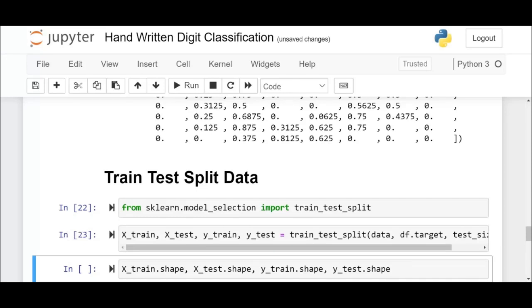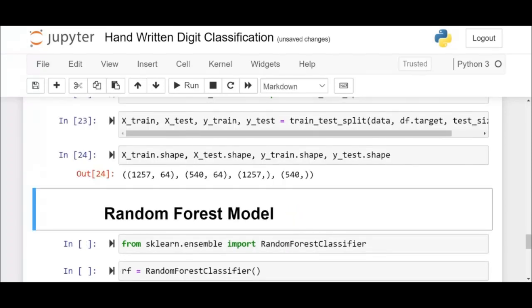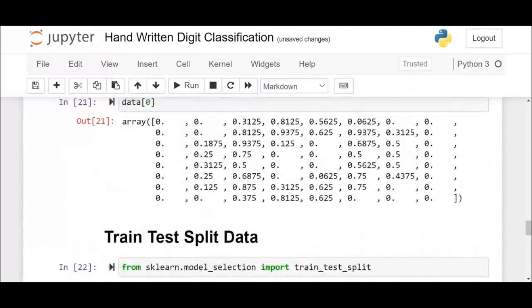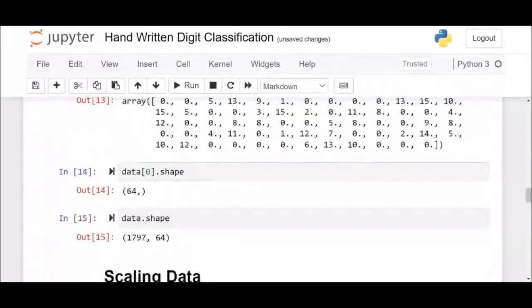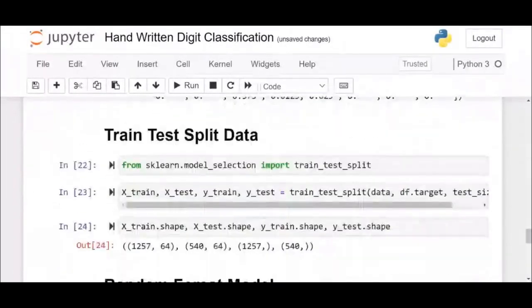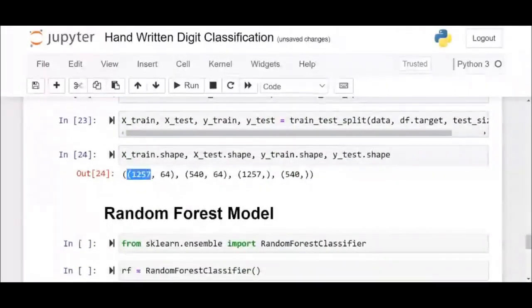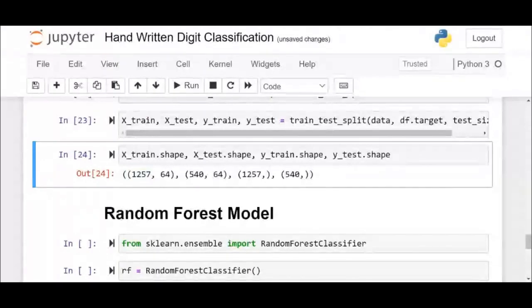Split, no difference, and this is how ours looks. So in total, we have 1797 images. In my train sample, there are 1257, and 540 in my test. Clear? So this is what we have done.